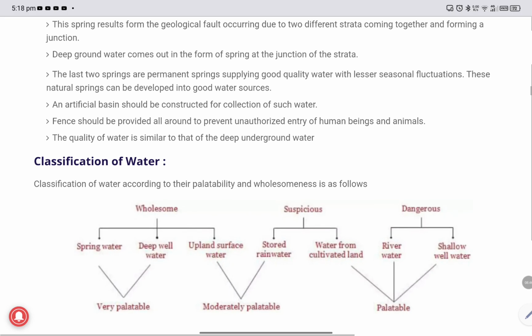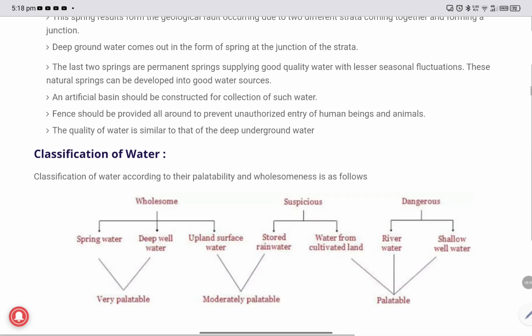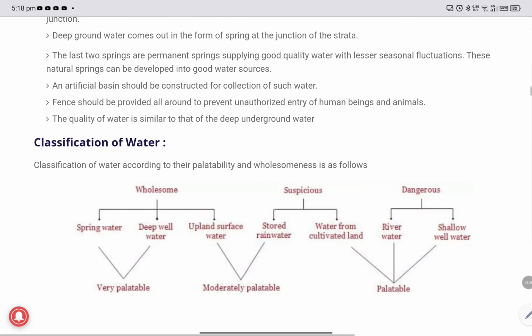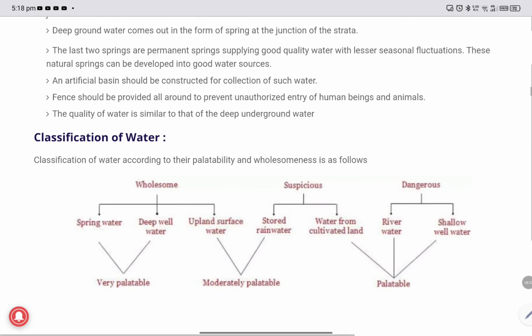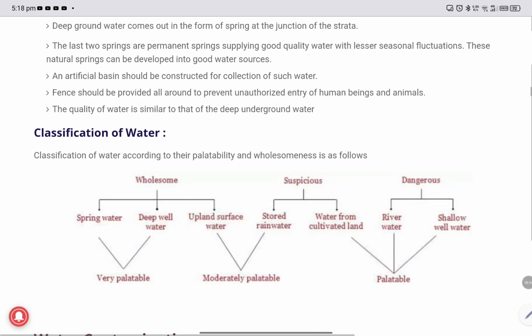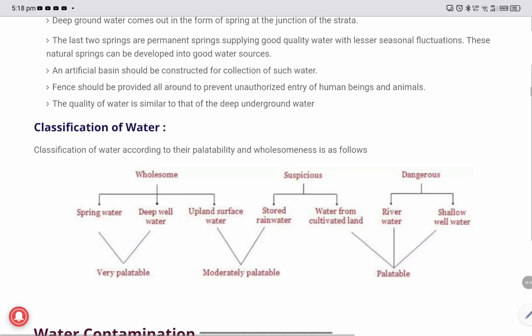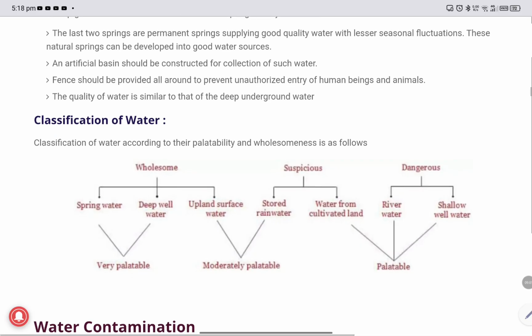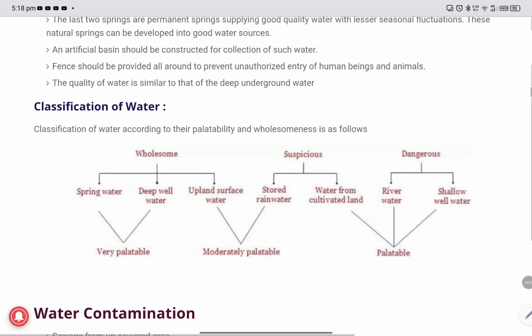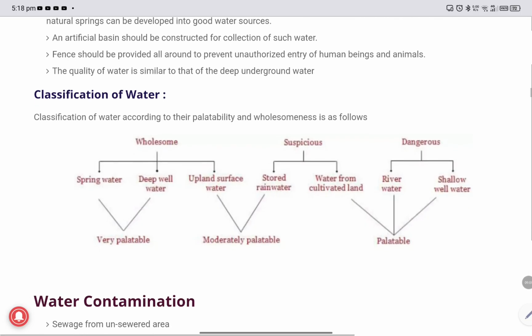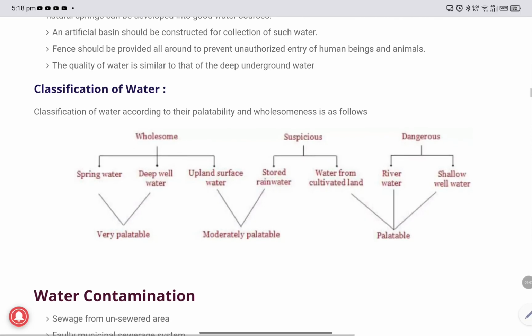These natural springs can be developed into good water sources. An artificial basin should be constructed to collect such water. Fences should be provided all around to prevent unauthorized entry of human beings and animals. The quality of water is similar to that of the deep underground water.